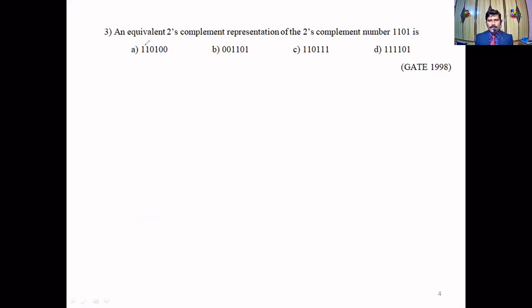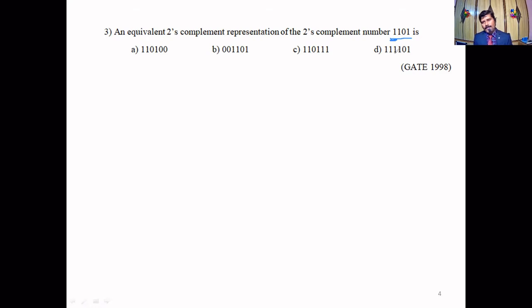An equivalent 2's complement representation of the 2's complement number 1101. That means this is already in 2's complement form. In the answer, it is given all in 6 bits. That means we need to convert this same number from 4 bits to 6 bits. That's all. So this comes under sign extension.